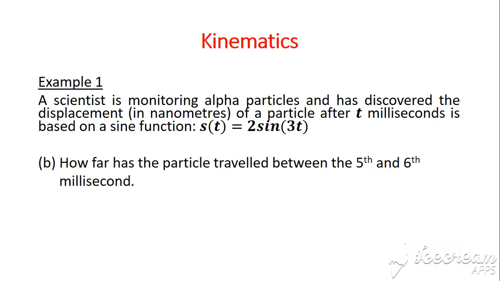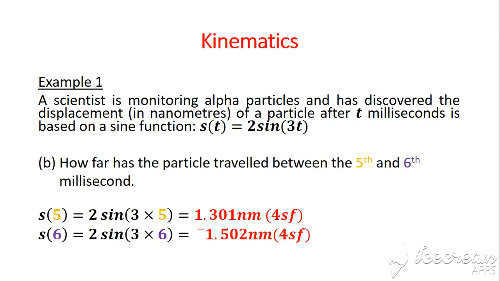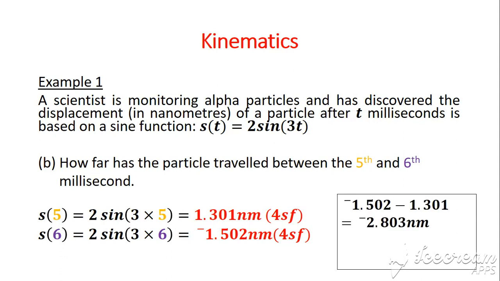All right, part B, how far has the particle traveled between the 5th and 6th millisecond? Well, this is a typical kind of question. Again, we're talking how far, so it's distance. So we're just going to substitute 5 and 6 into the displacement formula to get our 2 distances, one at 5 seconds and one at 6 seconds. And then we're going to work out the difference between them by subtracting them to work out how far we've traveled between that second. We get a total distance of 2.803 nanometers.